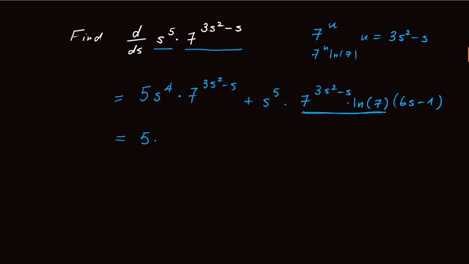If I want to clean it up a little bit, I still have 5s to the fourth times 7 to the 3s squared minus s plus, and then I can put the s to the fifth here, and I can bring the 6s minus 1 to make it look a little nicer, times ln of 7, and then the very last thing is this 7 to the 3s squared minus s. But it's equivalent to the other ones. These are both the same.